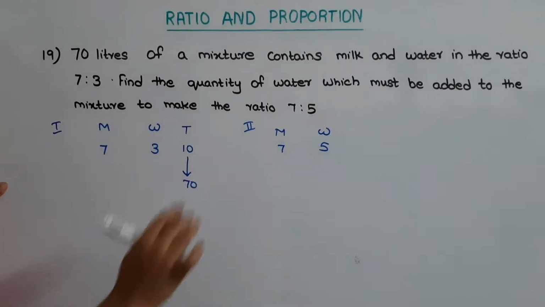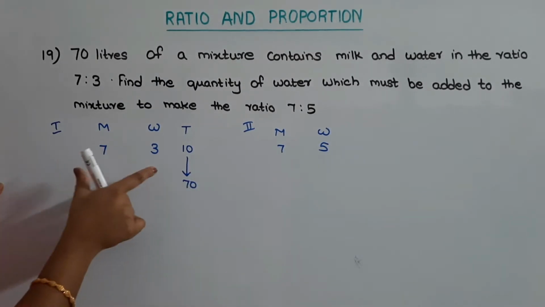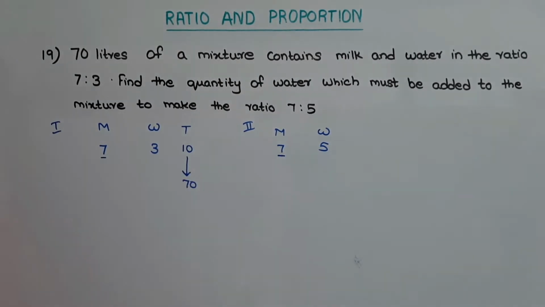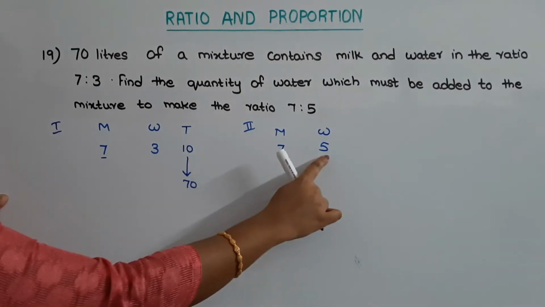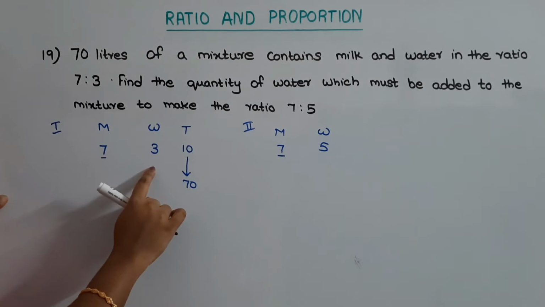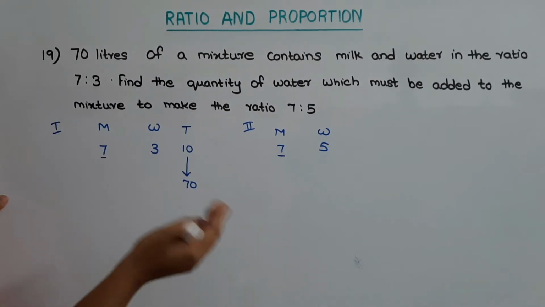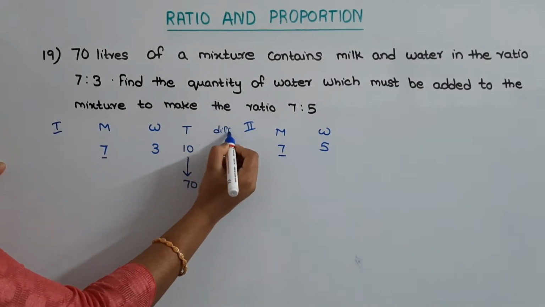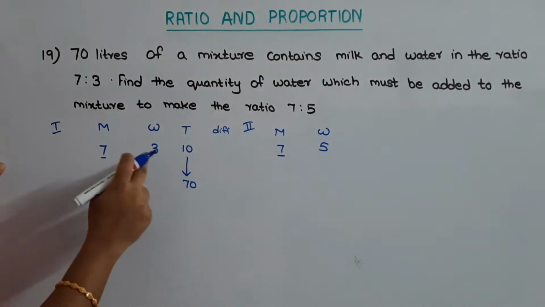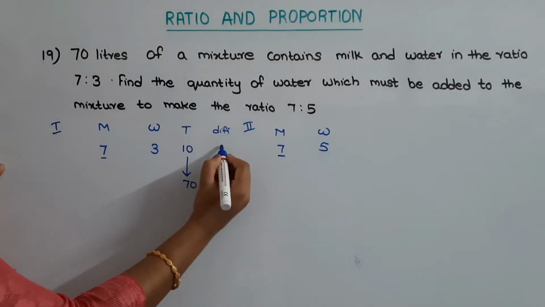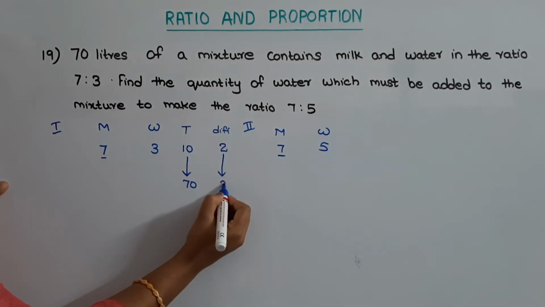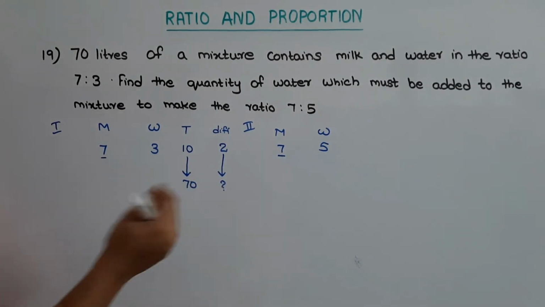ratio becomes 7:5. So in both these ratios the value of milk is same. So in that condition the difference between the values of water in the ratio will be the quantity of water added to the mixture in terms of ratio. So what is the difference between the value of water, that is 5 minus 3, that is 2. So if we find out what is the value of this 2, we will get the quantity of water added to the mixture.